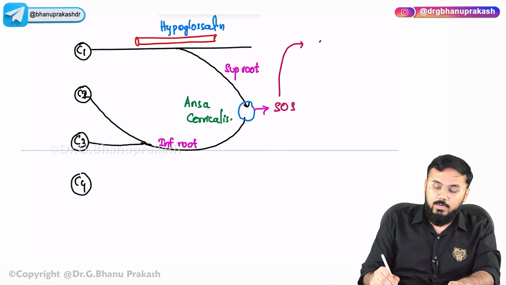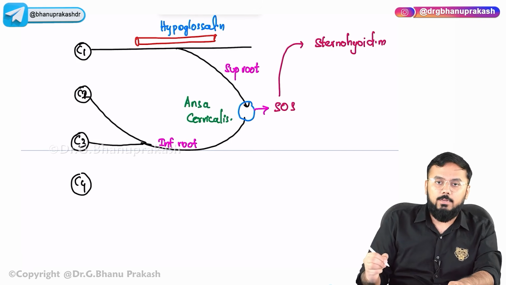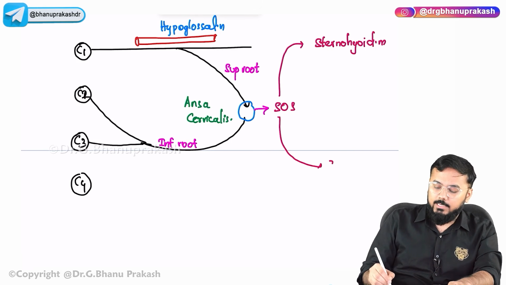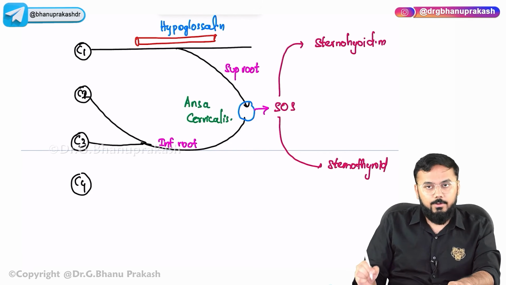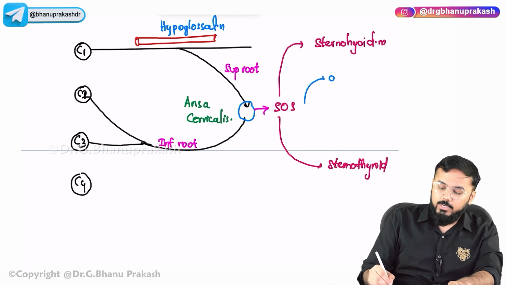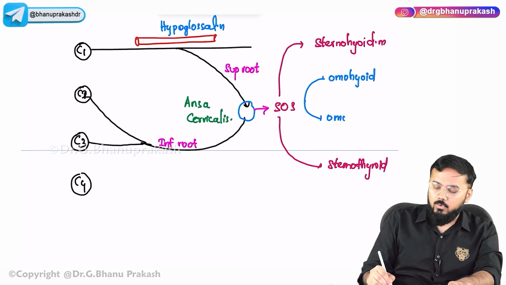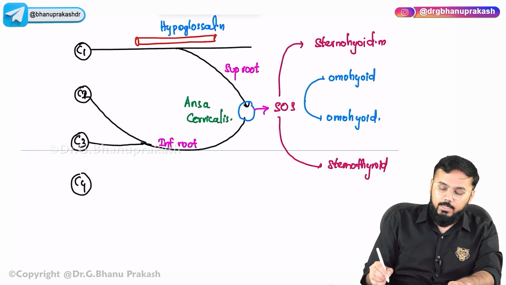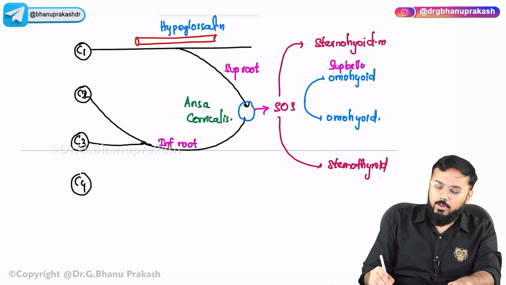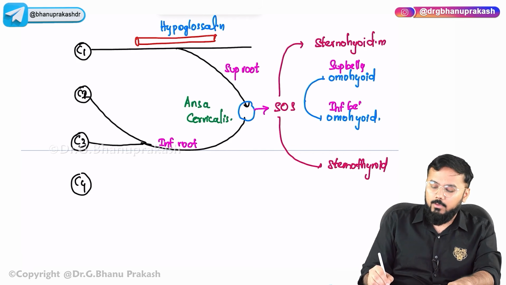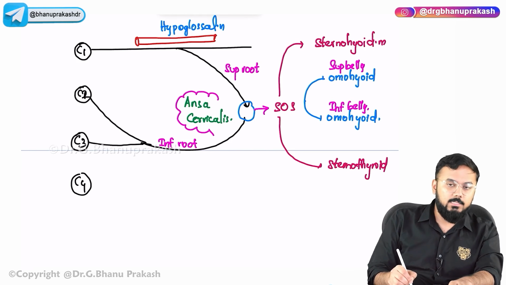Here S stands for sternohyoid muscle. Next, another S stands for sternothyroid muscle. Then what does O stand for? O stands for omohyoid, and as I told you 4, another O also stands for omohyoid. But in omohyoid we have two bellies. One is called the superior belly of omohyoid, another one is called the inferior belly of omohyoid. So these are the 4 muscles that are supplied by this ansa cervicalis.